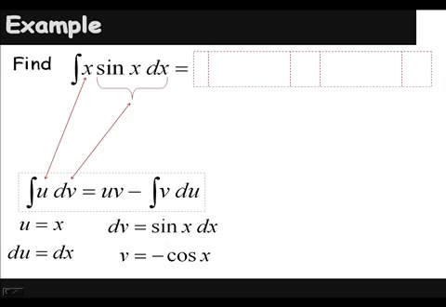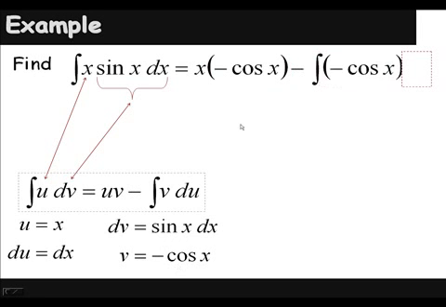So let's lay things in there. We've got u, which is x, times v. So u times v is x times negative cosine x. We always have a minus here, minus the integral of v, which is negative cosine x. Notice the v kind of repeats itself in the middle, and the u's are on the outside. That might be another way to remember how things go here. Times du, which is just dx.